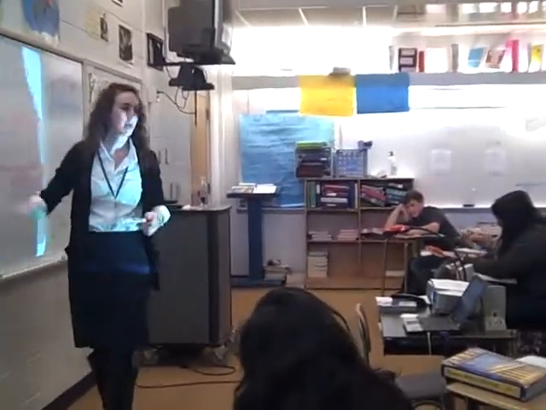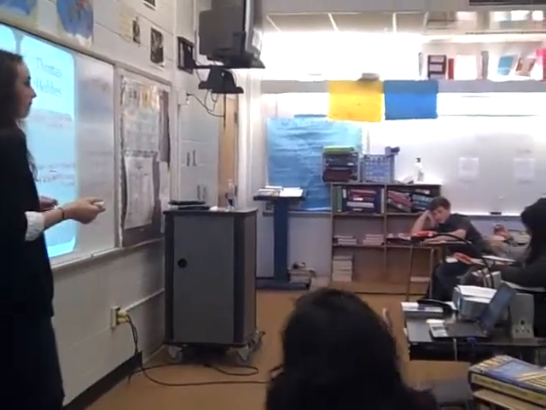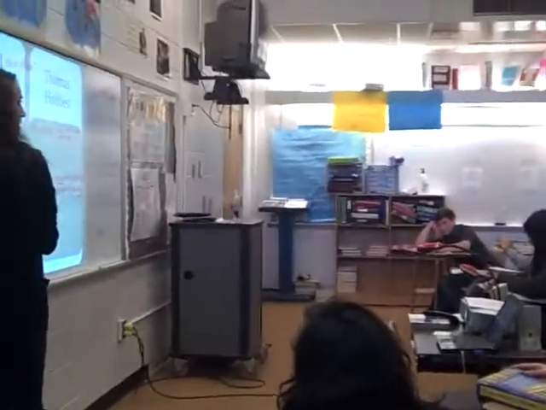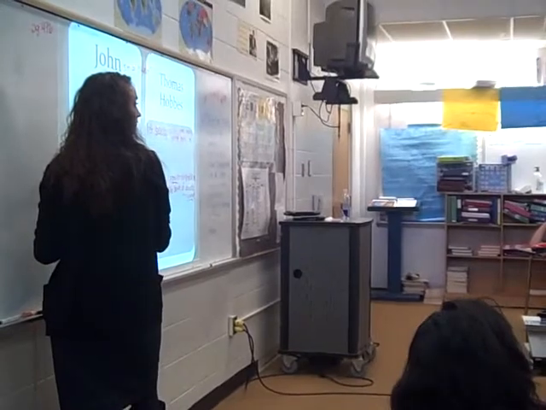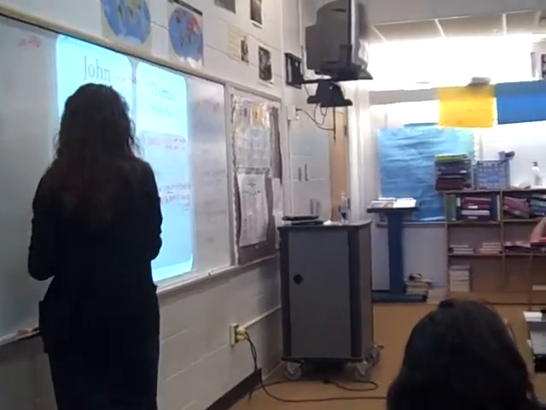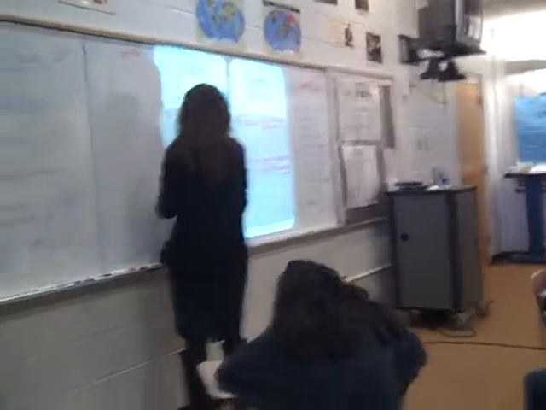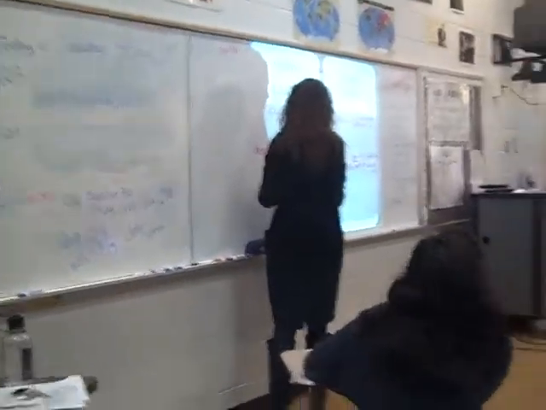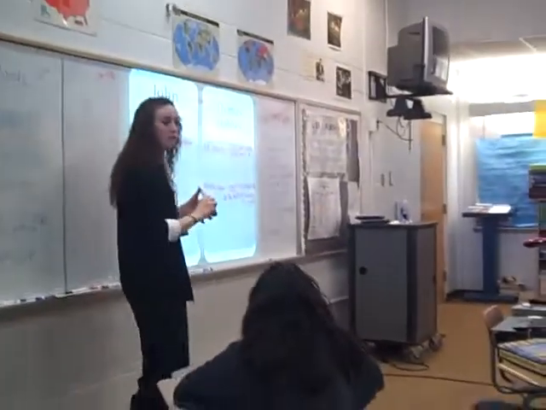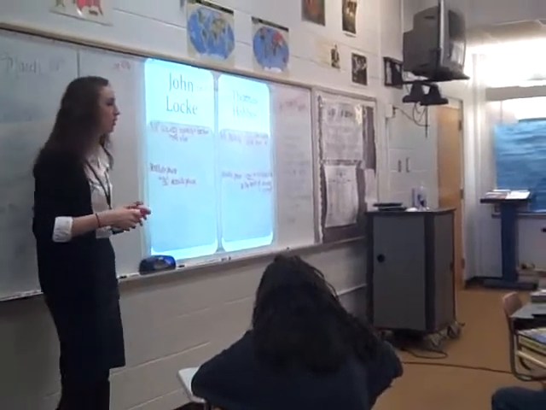What does Locke say about absolute power? He agreed to establish a government to ensure the protection of rights and justice. Okay, but what does he say about absolute power? No absolute power. Why does he believe that there shouldn't be an absolute power?